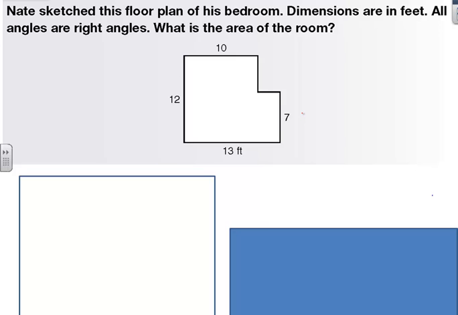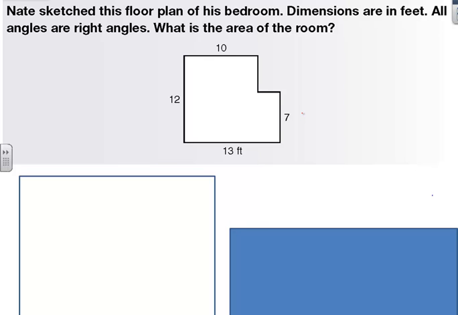All right, okay, here's the rectangle with some, that's not so normal, not the way we normally look at it. Normally we just get to see a square. But see if you can figure this before I do. Nate sketched this floor plan of his bedroom. Dimensions are in feet. All angles are right angles. What's the area of the room?